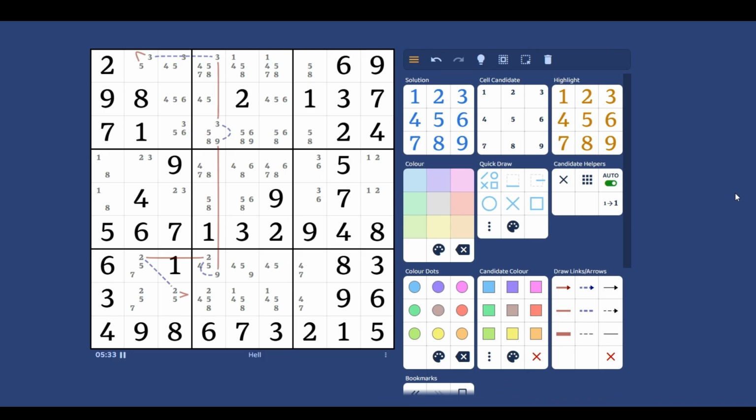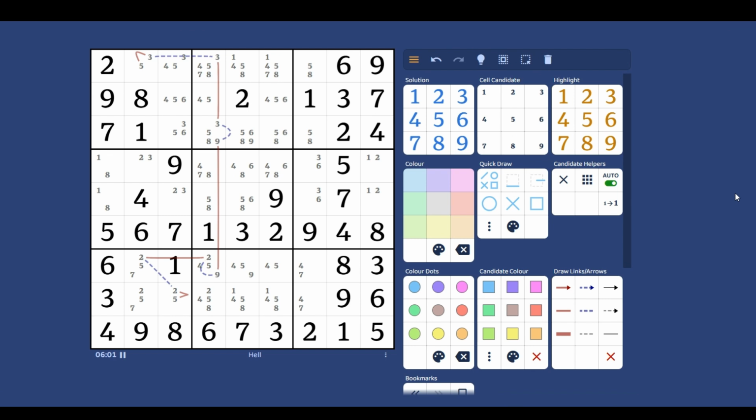So in addition to characterizing AICs based on the types of links they have, we could also characterize them based on the digits they start and end on. Type 1 AICs start and end on the same digit, and eliminate any candidates that see both ends of the chain. And all of the chains we covered in the last part on single-digit chains were type 1 AICs because there was only one candidate for the chain to start and end on.